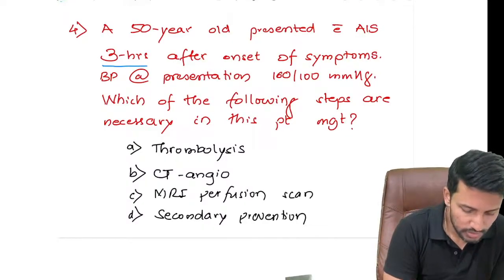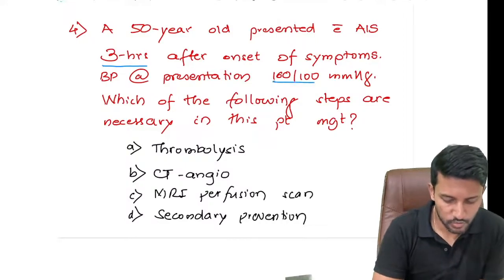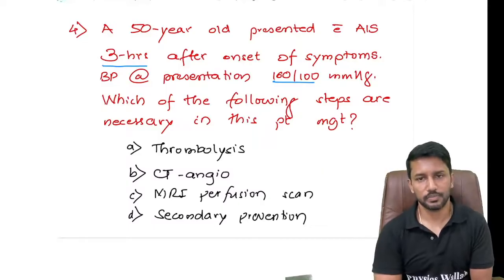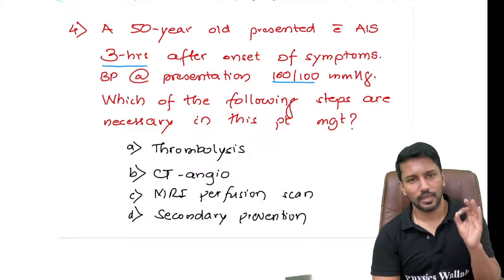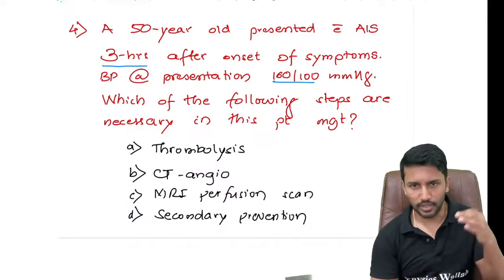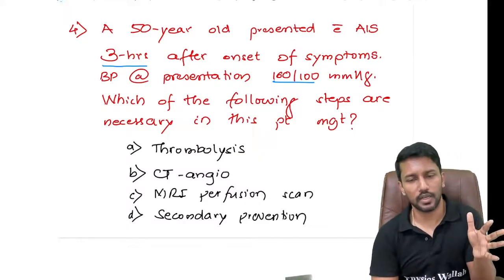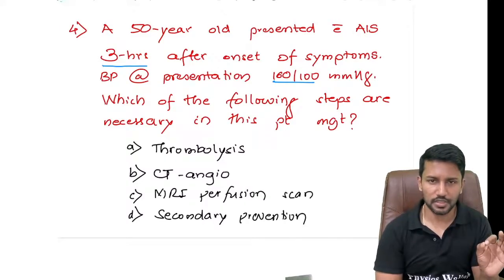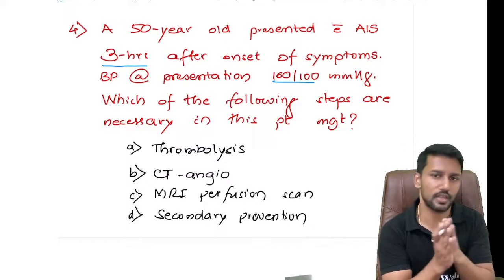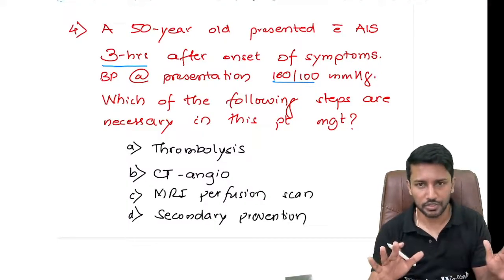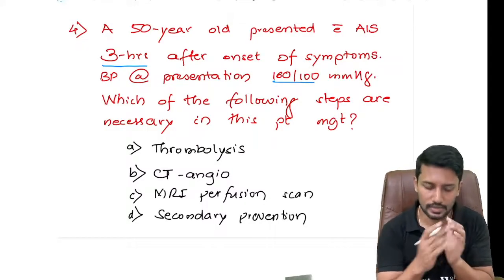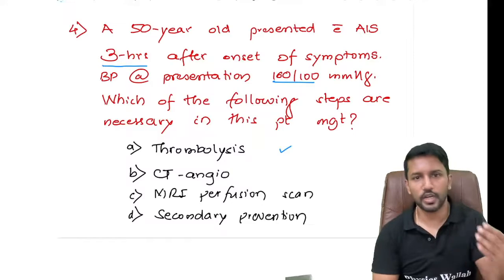He is presented 3 hours after the onset of symptoms. His BP is 160, 100. Which of the following steps are necessary for this patient's management? So rule number 1. Has he presented within 4.5 hours? Yes. Should I think of thrombolysis? Are there any contraindication? बीपी वाइज तो कॉन्ट्राइंडिकेशन नहीं है. अगर कोई और कॉन्ट्राइंडिकेशन होता तो बताते कि हाँ रिसेंटली एमआई हुआ है, रिसेंटली सर्जरी हुआ है. Nothing mentioned, so I would presume that there are no contraindication. So easy right for thrombolysis? Yes. Should I go ahead with thrombolysis? Yes.